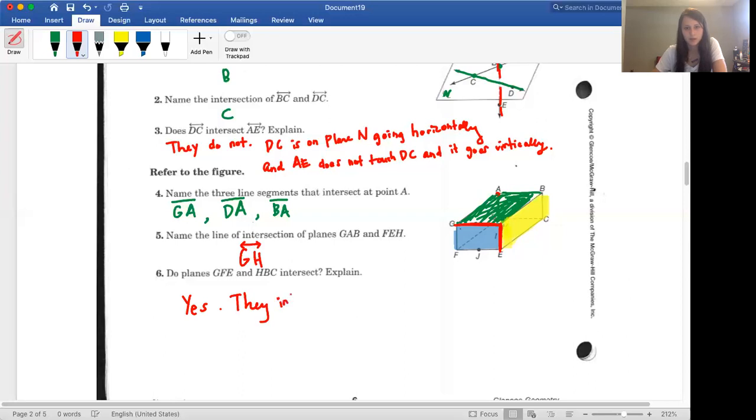They intersect at HE. They intersect at HE.